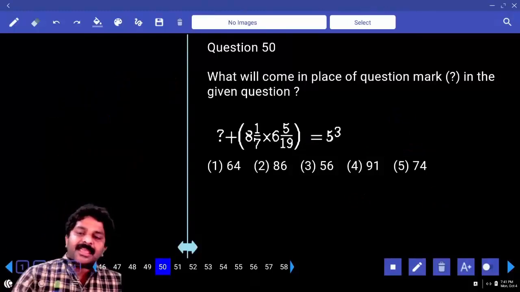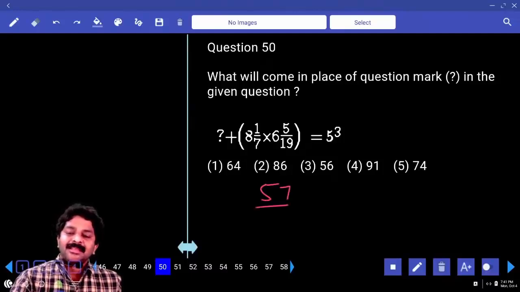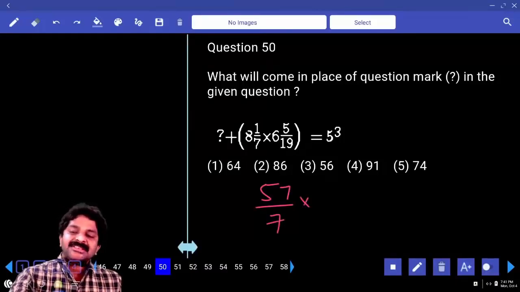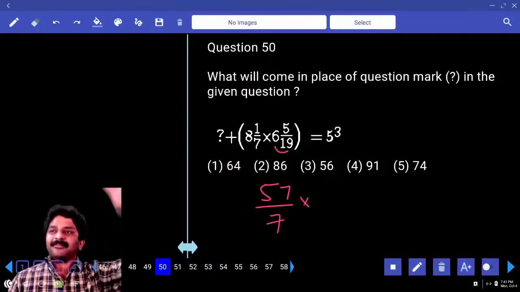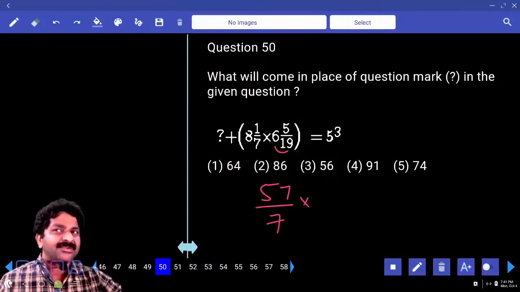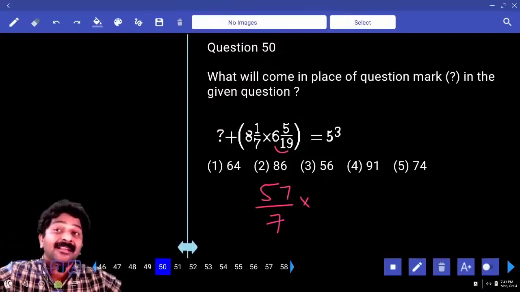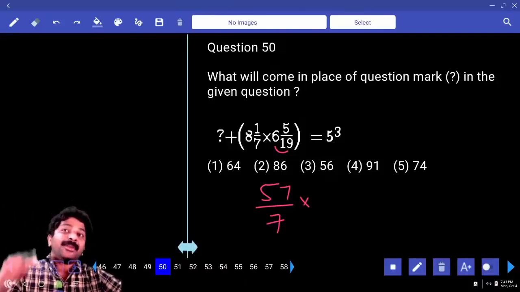Okay, come on. 8 1 by 7. 7 into 8 plus 1 by into 6 into 19 plus 5. Wait a minute. 6 into 19. How many times of 6 we are multiplying? 19. Plus how much we are adding? Instead of 5, if you add 6, how many times it becomes?